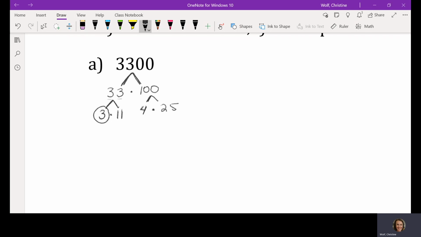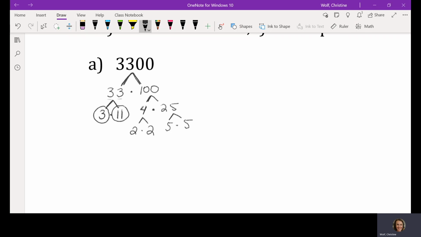11. Is there a way to multiply two numbers together and get 11? No, the only option is 1 times 11, and we don't write that option down. So 11 is also prime. 4. Is there a way to multiply for 4? Yes, there is. 2 times 2. So we write that down. And 25. Is 25 prime? Is there another way to multiply and get 25? There's one other way, 5 times 5.